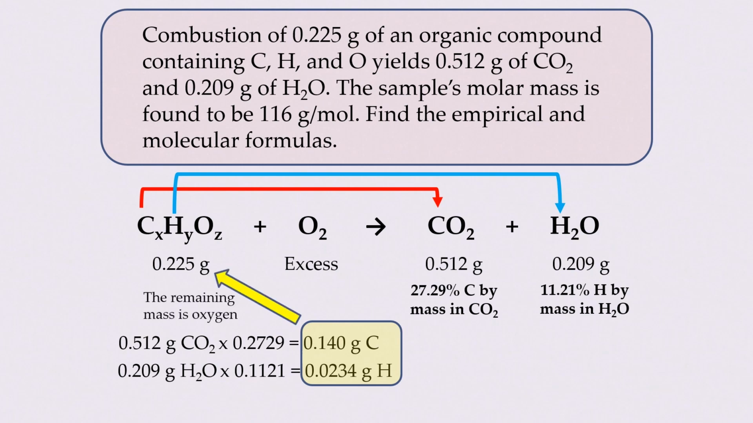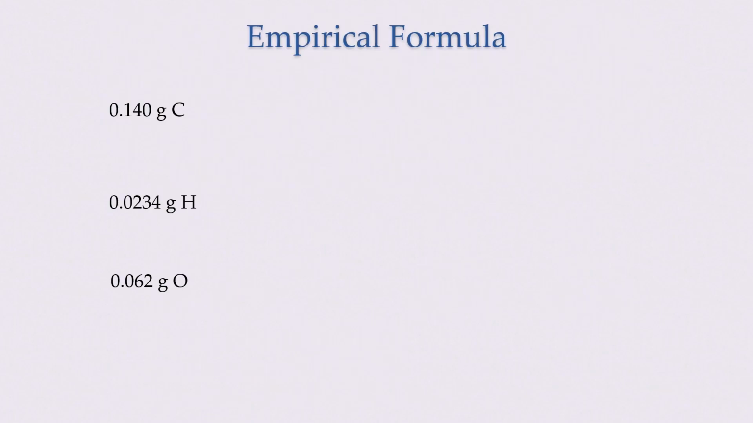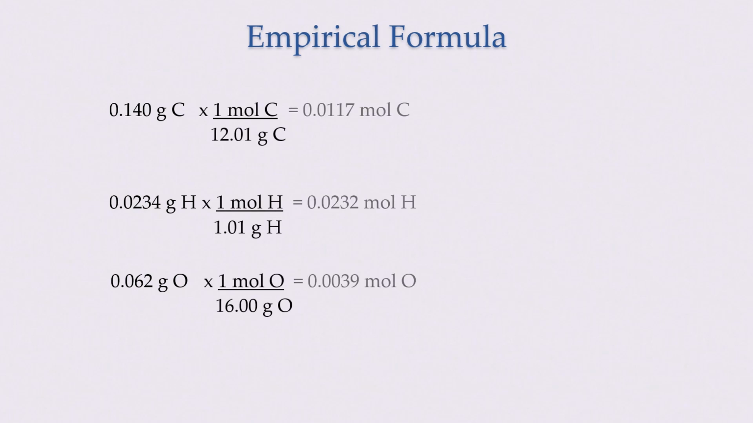The remaining mass, of course, is oxygen. Subtract from the initial sample mass to find the mass of oxygen. Now we know the mass of each element in the sample. Let's find the moles and the mole ratios of the elements for the empirical formula. The empirical formula is the simplest whole number ratio of moles of elements in a compound. We have the masses, so now we can use the atomic weights to convert to moles of each element.